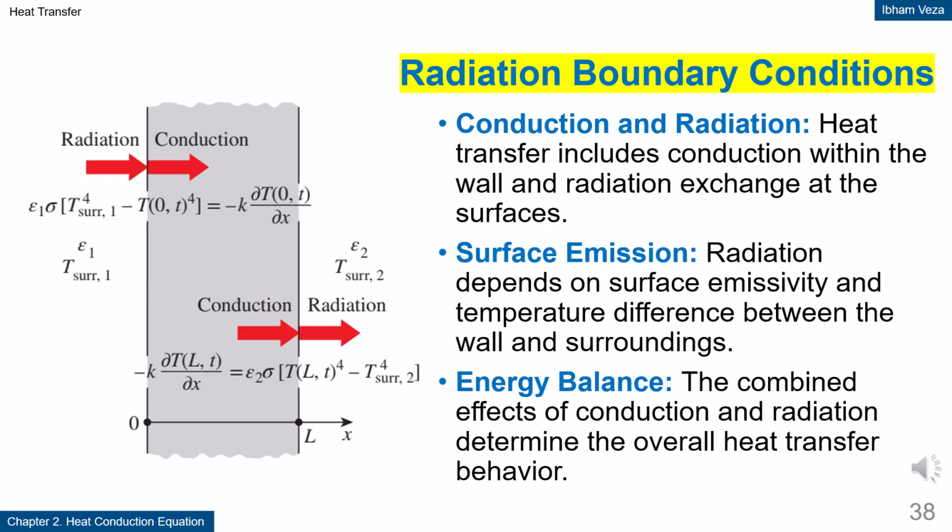Radiation boundary conditions. In addition to convection, surfaces can also exchange heat by radiation. Radiative heat transfer depends on surface emissivity and the difference in absolute temperatures. This mechanism is often significant at high temperatures. This boundary condition combines the effects of conduction inside the wall and radiation at the surface. The analysis becomes more complex because the radiation relationship is nonlinear with respect to temperature.